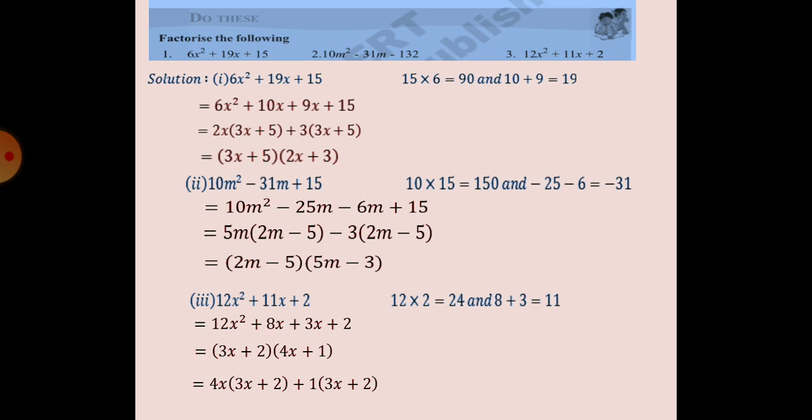So out of 6x square I have taken 2x square outside and the remaining 3x square is inside. Out of 10x, if I take out 2x, that is 2 into 5 is 10 and x is coming out. So when 2x comes out, only 5 remains in the bracket. So this is known as taking out 2x common. When 2x is taken common, in these first two terms, the remaining terms inside are 3x plus 5. When you multiply these two terms again, you get the above problem.